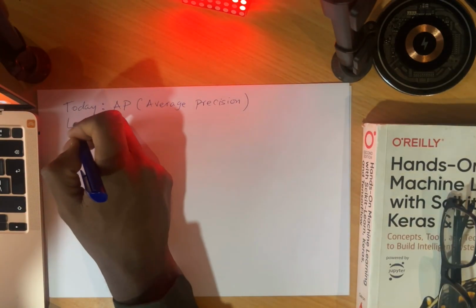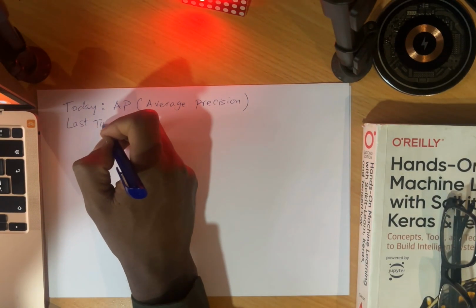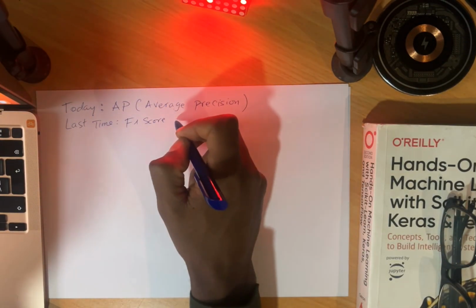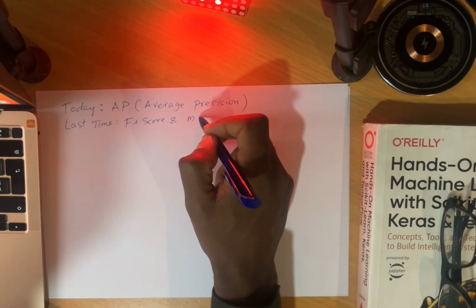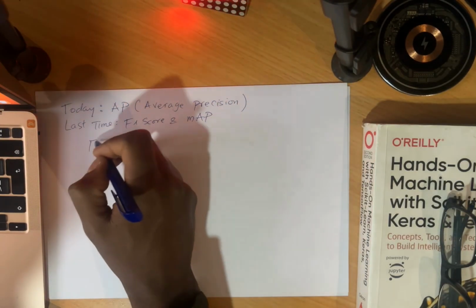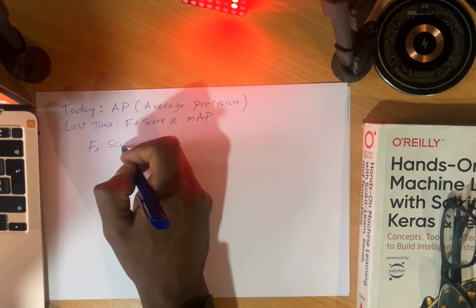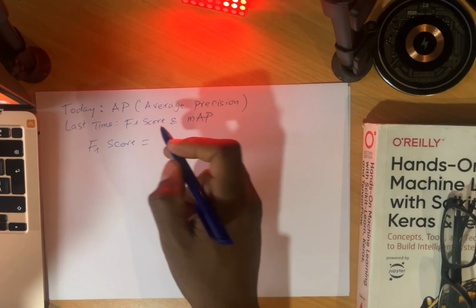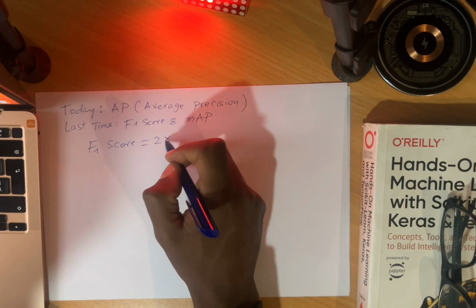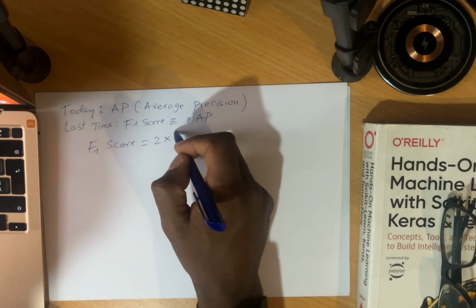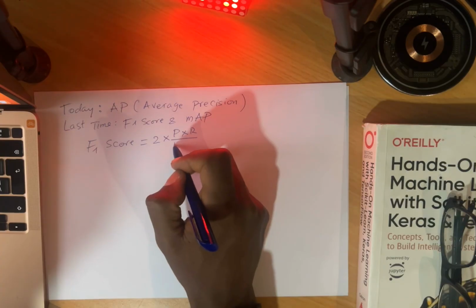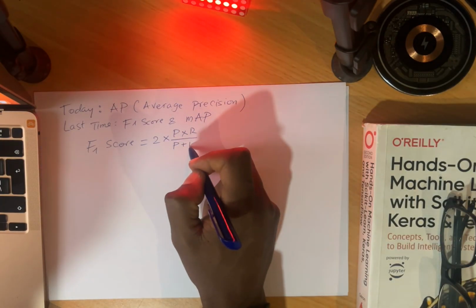Last time we discussed the F1 score and mAP. The F1 score is provided by the harmonic mean, that is P times R over P plus R.